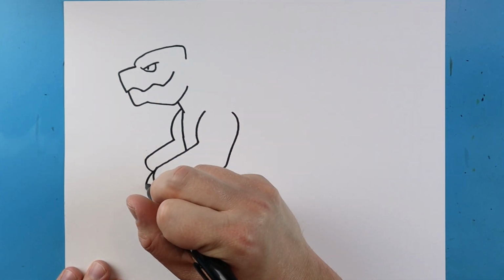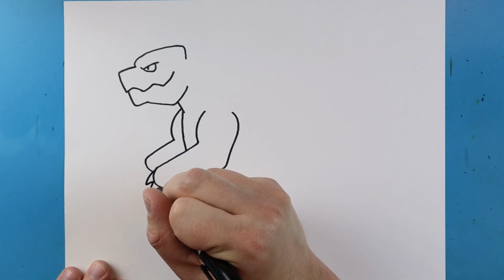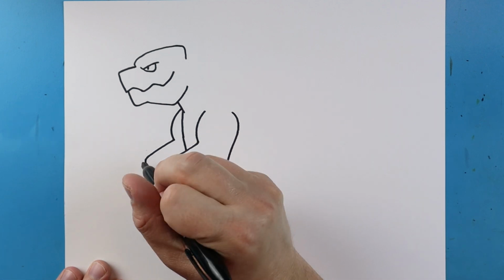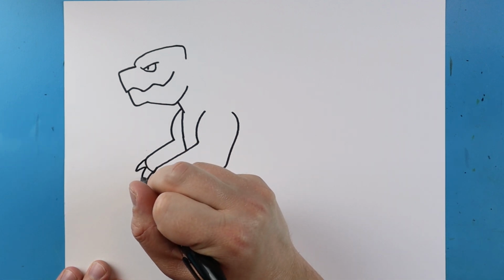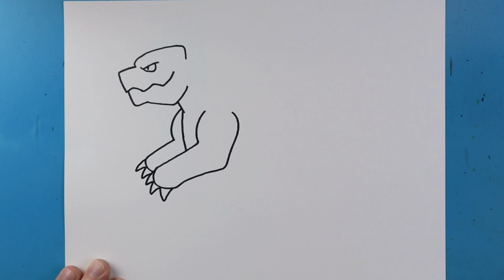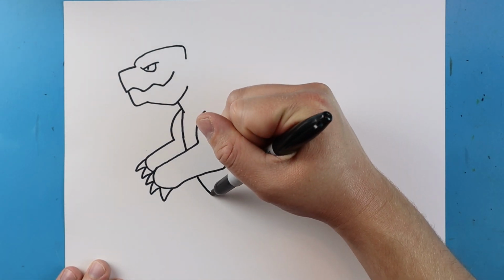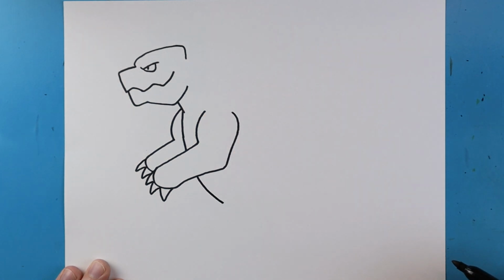Right here, we're going to add a line that goes down and then up, down and up, and down and up again for some claws. Then we'll just do two over here. Right here, we're going to kind of jump over this line. We'll make a little curved line to here.